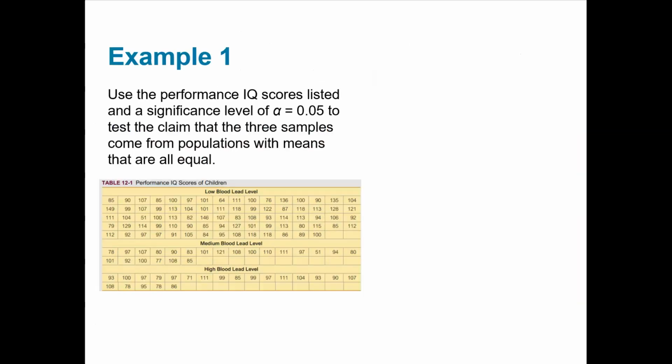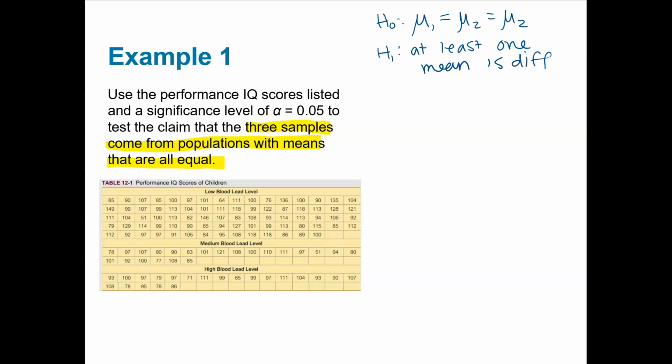For example 1, we're going to use the performance IQ scores listed and a significance level of alpha equals 0.05 to test the claim that the 3 samples come from populations with means that are all equal. Our null hypothesis here is that we've got 3 situations, so the first mean is equal to the second is equal to the third. And our alternative is at least one mean is different. We could list it all out, mu1 is not equal to mu2, and so on, but this is a little bit easier.